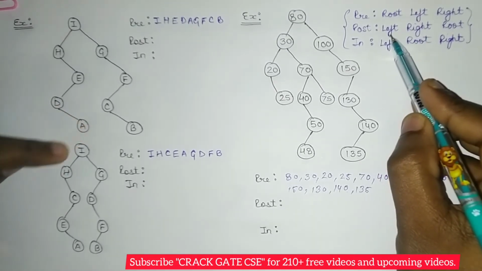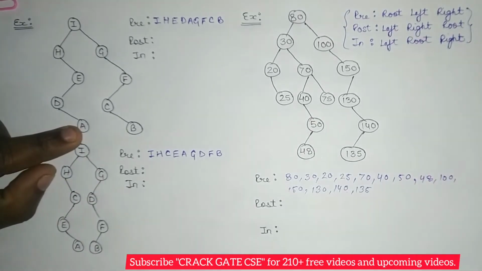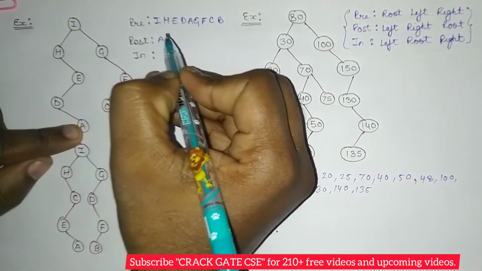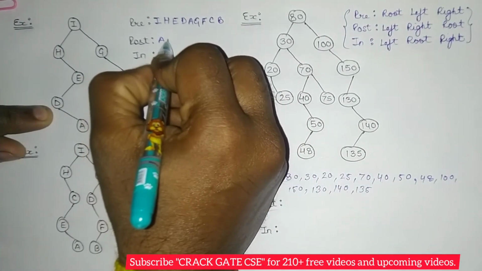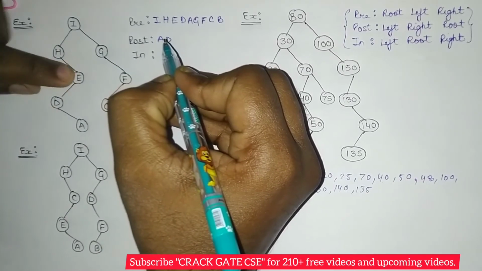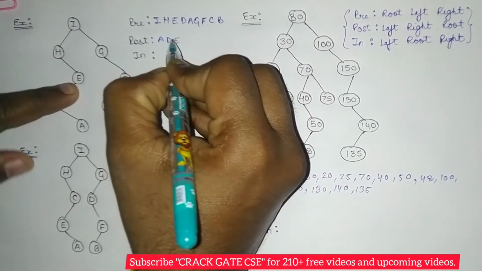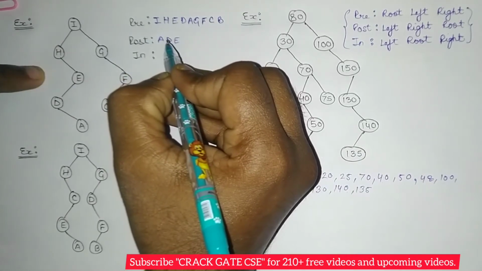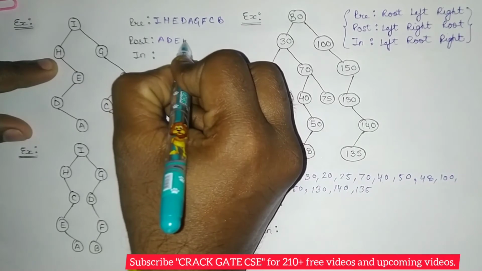Now there is no left of A and there is no right of A, that means you have to print the root. So print A first. So A is done, backtrack. For D, left and right both are done, so print D. Now backtrack. For E, left is done but there is no right, so print E as well. Similarly for H, there is no left which is already done, right is already done, so print H.